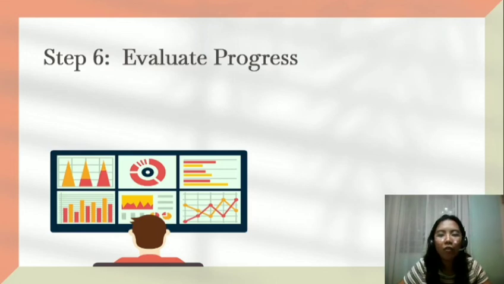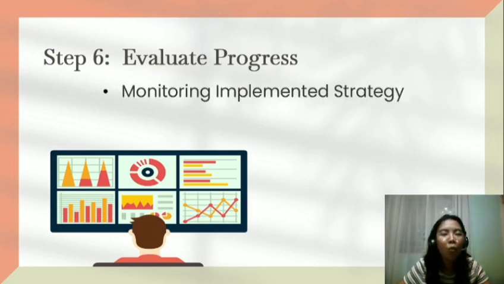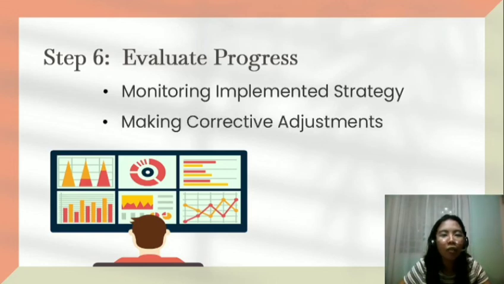Evaluating the progress of a strategy is about monitoring implemented strategy and making corrective adjustments. If goals are not met, organizations must be adaptable and flexible to recognize that changes may be made. It is a series of trial and error process. So, an organization will be able to successfully implement its strategy both now and in the future through evaluating feedback.